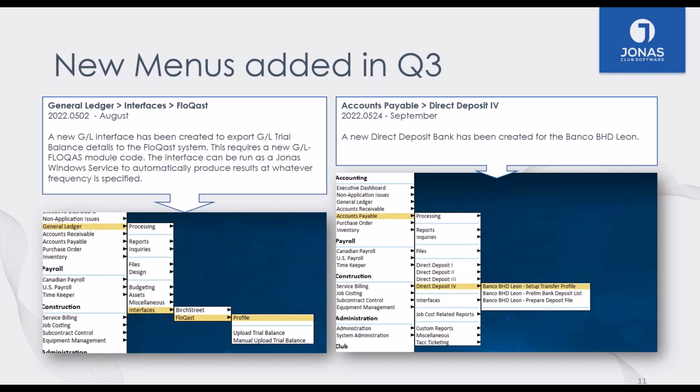This can be run as a Windows service. It can produce results at whatever frequency your club desires. So if you are a Flowcast customer and would like more info on purchasing this module, or you just want some more information, you can contact our sales team and they can guide you through. All right, we've also added a new accounts payable direct deposit interface option. This is for the Banco BHD Leon.